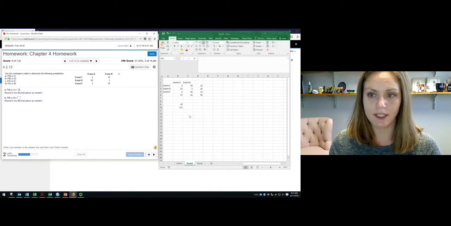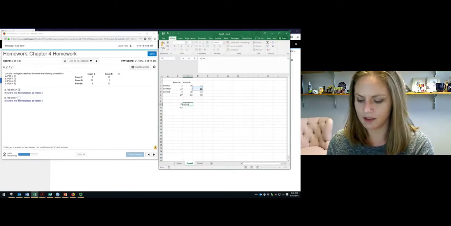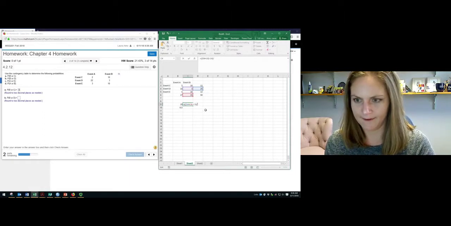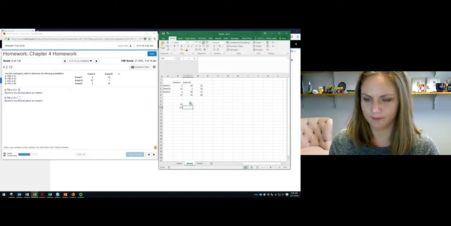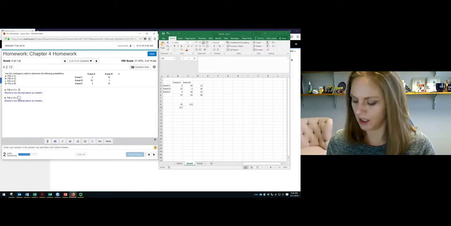Same thing for B or D. I'm going to add up those marginal totals and then subtract out this simple cell. That's what we call the simple probability. So this plus this, and then subtract out that. And I could actually do this all in one step if I wanted to. Divided by this. Looks like that's going to be 0.9.